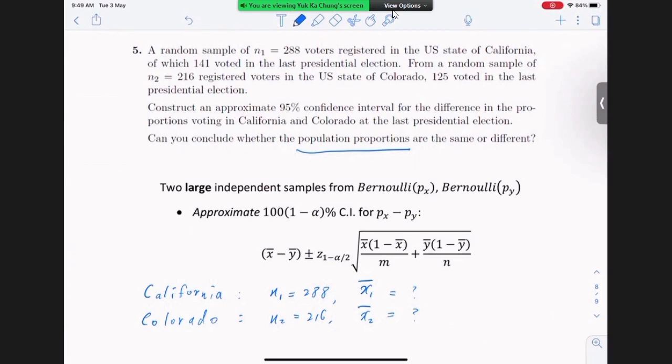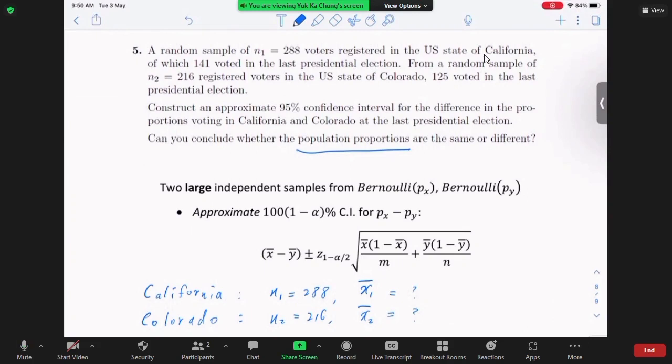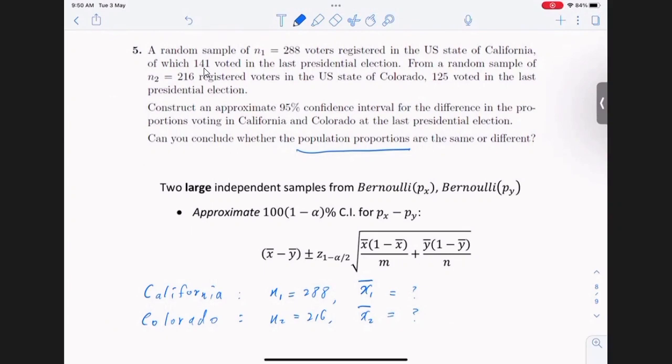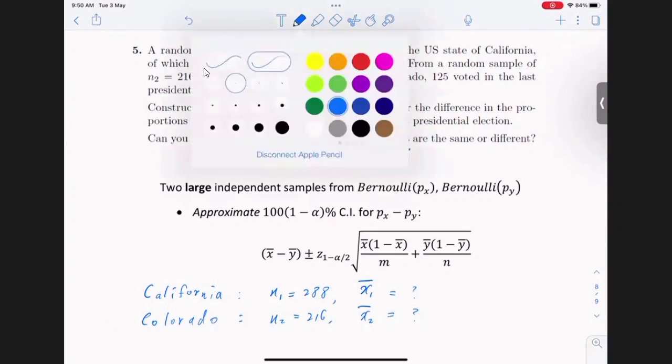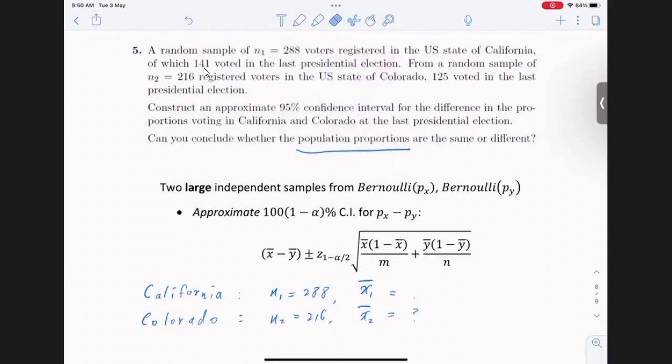Because we are constructing a confidence interval to compare the population proportions, this is the formula we need to use. Although the symbols used are a little bit different, you need to understand the meaning of the symbols. The sample proportion for each sample can be determined by the number of voters. In the first sample for California, out of these 288 voters, 141 of them voted in the presidential election. So the sample voting proportion in California is equal to 141 divided by the sample size 288, which is approximately 0.4896.